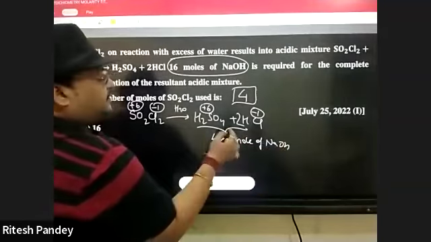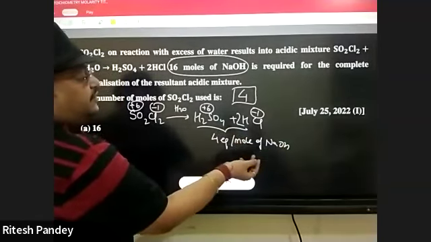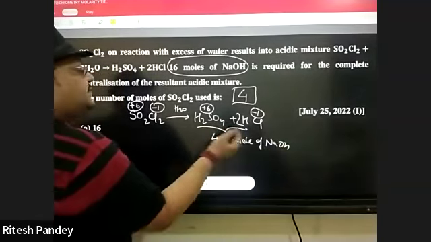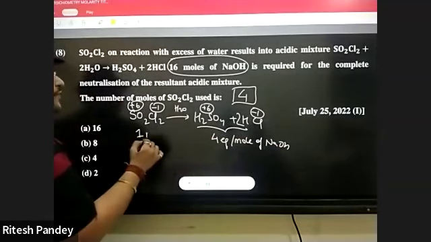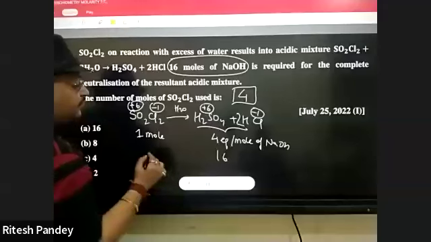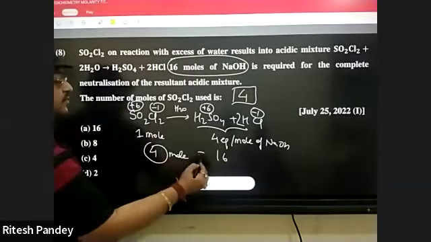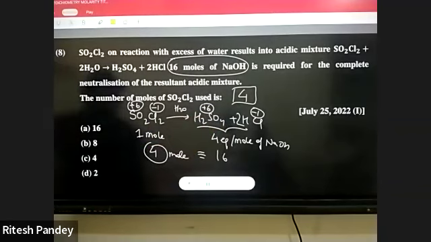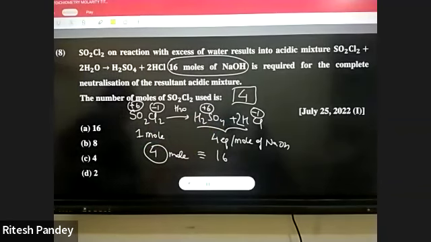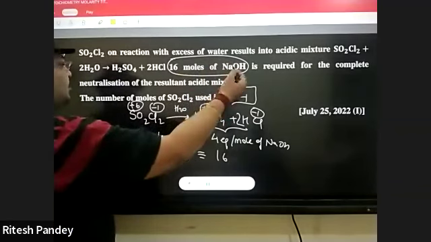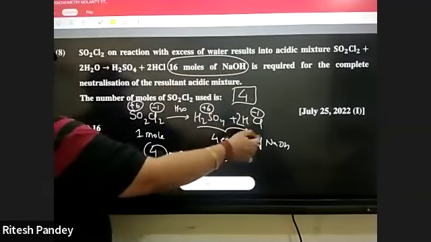Now 4 mole of NaOH is the amount of NaOH which will be reacting with acid coming per mole of SO2Cl2. So we'll want to simply write 4 moles of SO2Cl2 will be enough to give you sulfuric acid and HCl, which will react with 16 moles or 16 equivalent of NaOH. So that is how you get 4 molar NaOH.